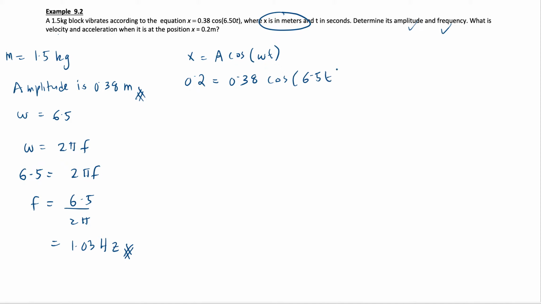What is t? At what time does the displacement become 0.2? So that is the first question that you should think about. So how do you solve this equation to solve for t?